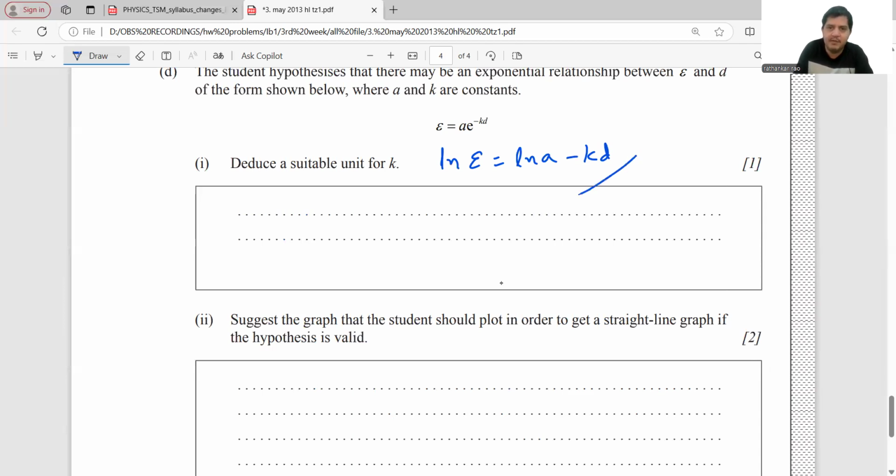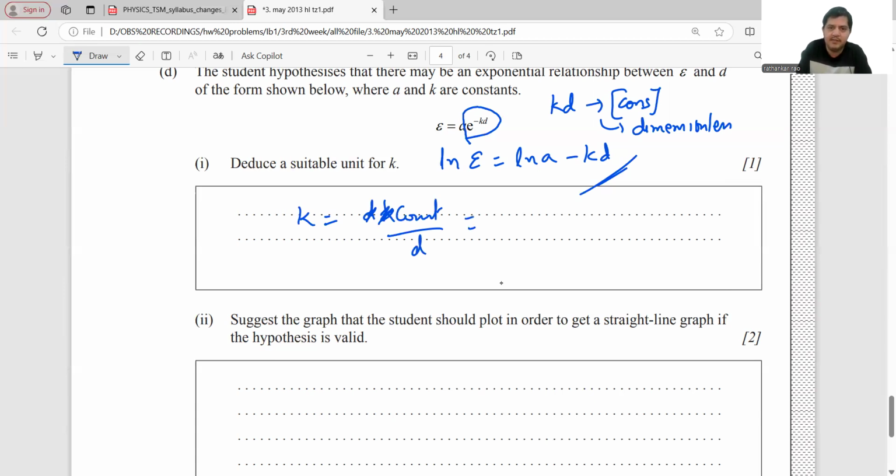Before doing this, let's look at here. E is equal to A e power minus KD. So this e power minus KD should not have any units, because it is an exponential of that value. So KD should be dimensionless. Therefore, the unit of K should be a constant divided by D. What is the unit of D? D is meters. So this should be 1 by meter, or per meter. This is the way you can do it instead of doing all this.